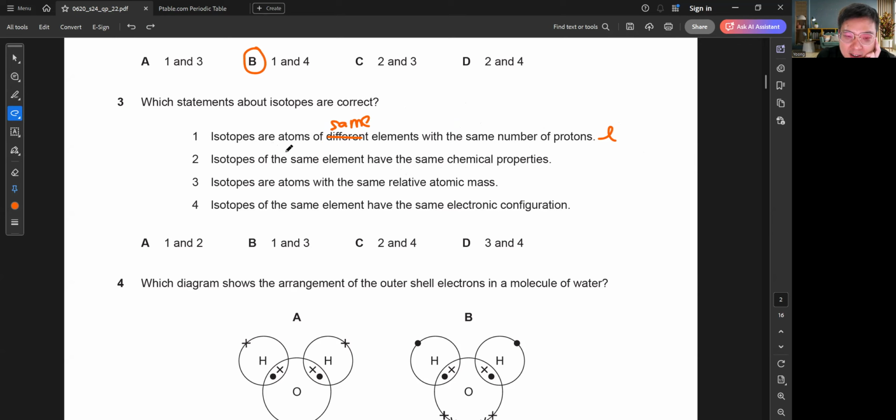All right. Isotopes are the same element, yes, because they have the same number of protons, and if they have the same number of protons, they have the same number of electrons, which means their valence electrons are the same. If the valence electrons are the same, their chemical properties are the same. Number 3, atoms with the same relative mass? No, because they have different numbers of neutrons, and neutrons add to the mass. So when you have more neutrons, you have a heavier weight. Isotopes of the same element have the same chemical properties? Yes, because their electron number is the same. So the answer is C.